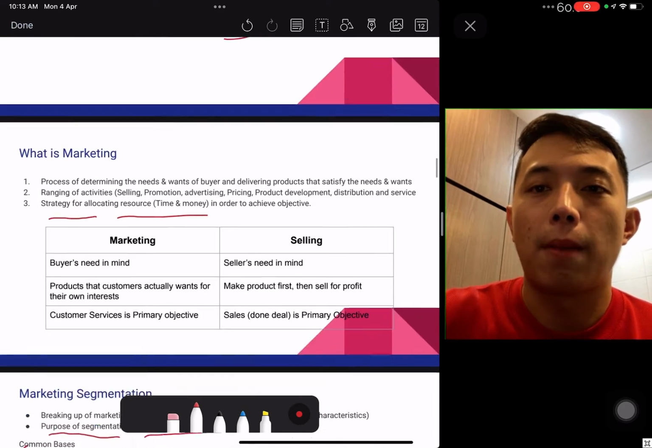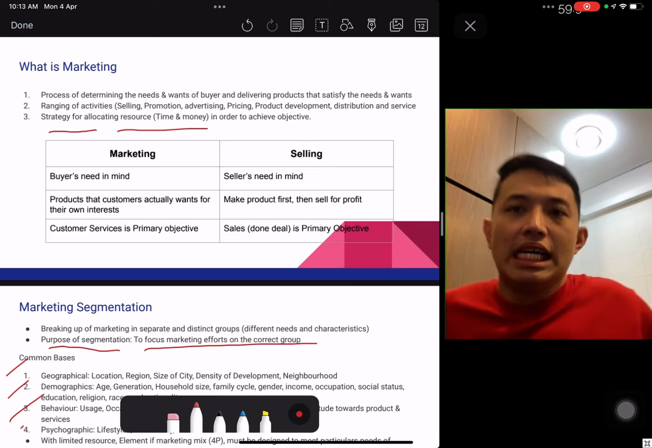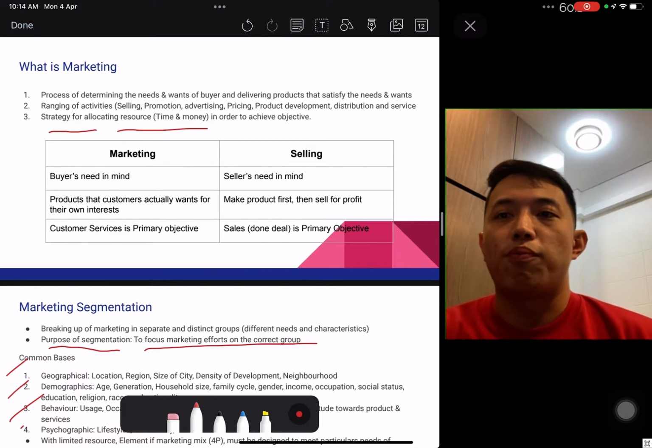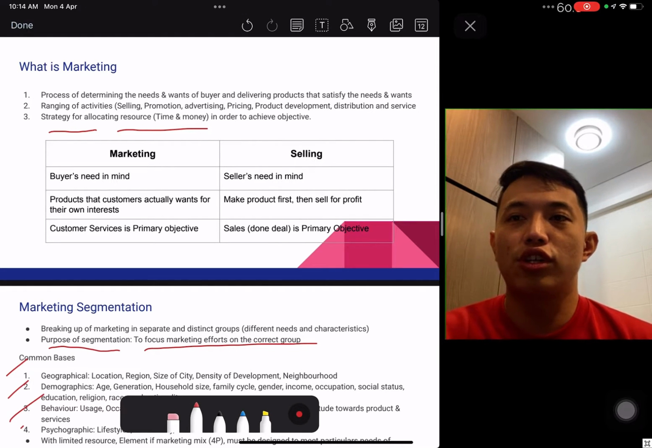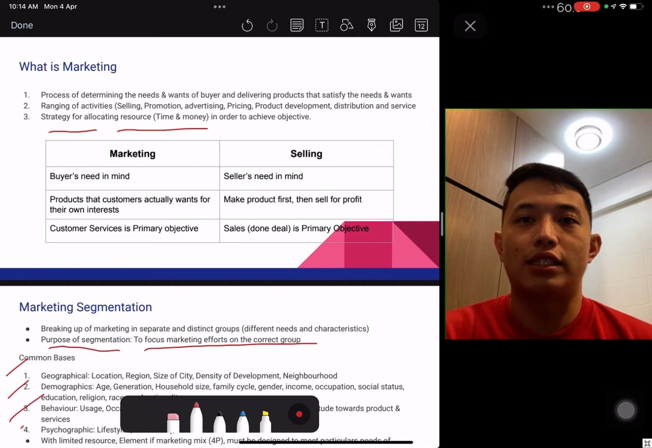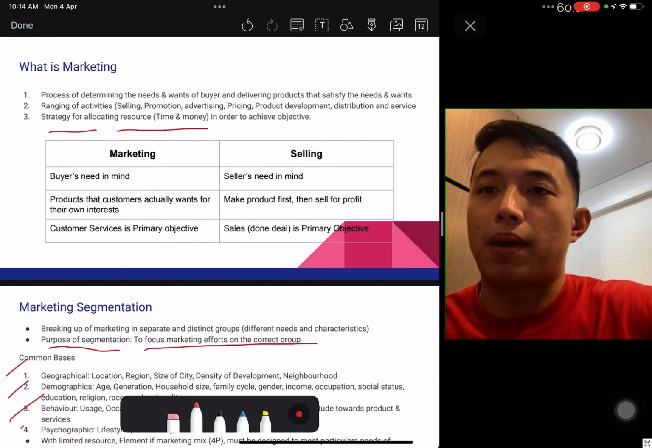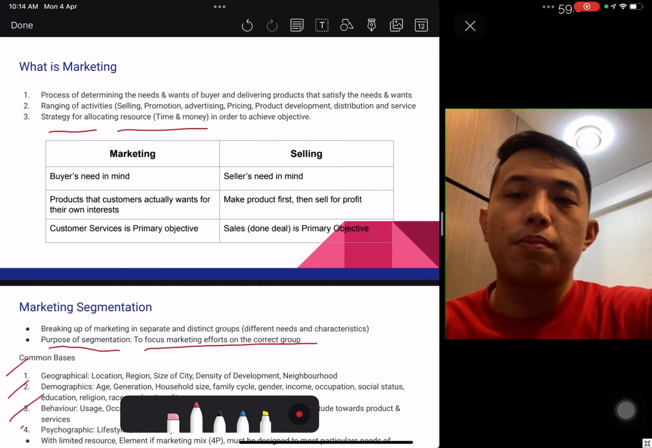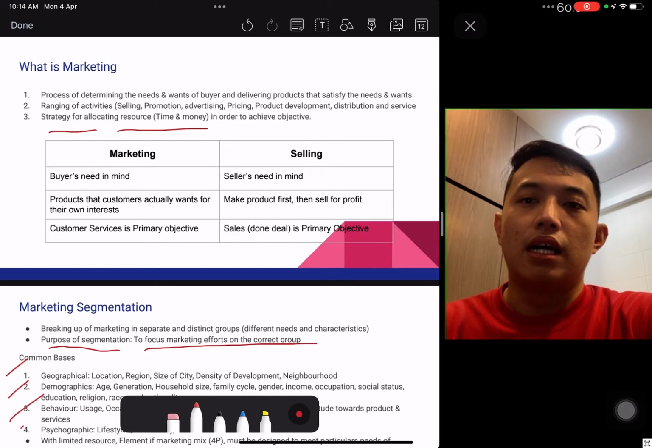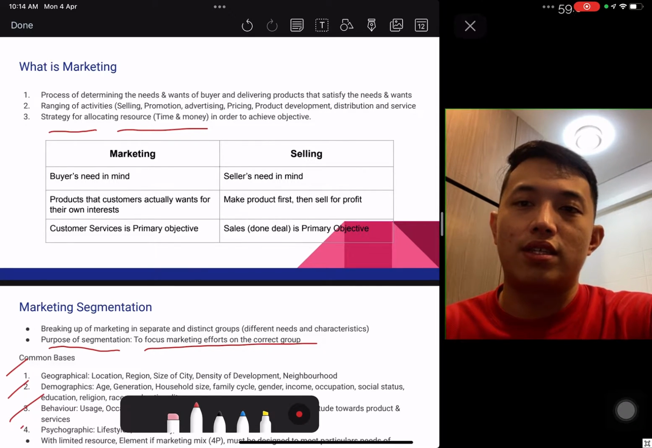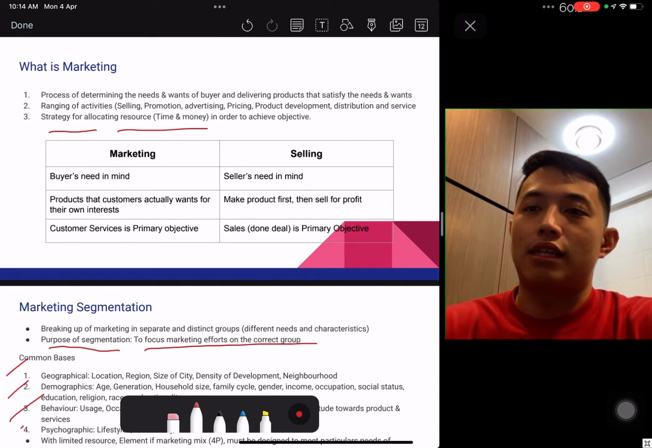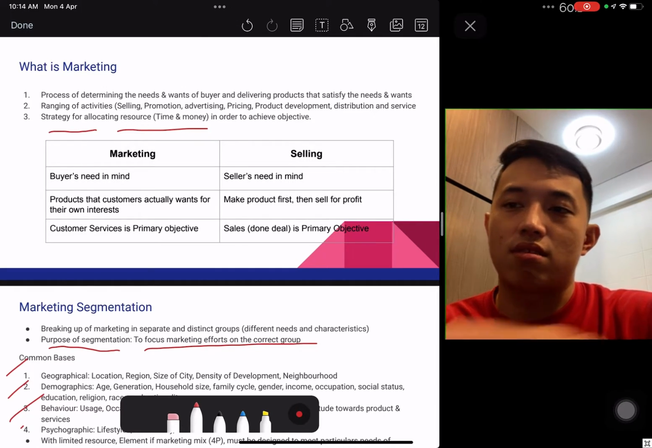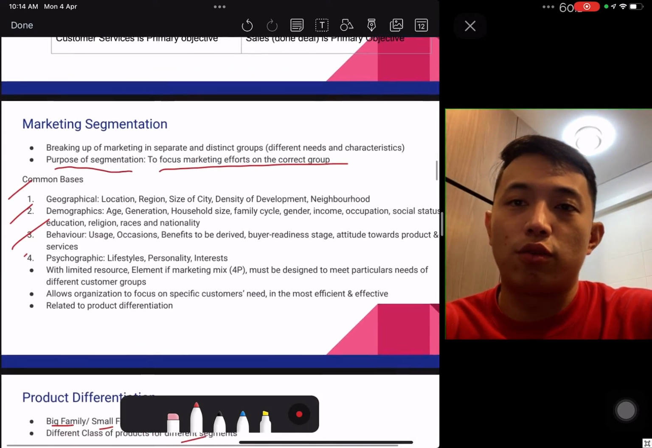Okay. Marketing. What is marketing? Actually, marketing is to determine the needs and wants of buyers. You're marketing on behalf of buyers, trying to satisfy their needs and wants. It is also to strategize the allocation of resources such as time and money to achieve the objective of marketing. So as marketing, you have a buyer's needs mindset. Products must fit their interest, and customer service is the first priority. For selling, it's the seller's mindset: sell for a profit, sales is their mindset. So it depends on your view of it.